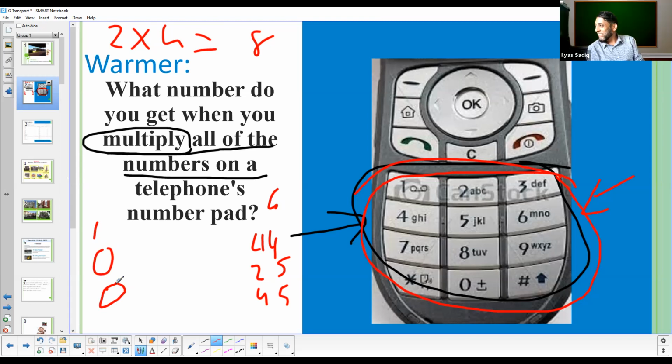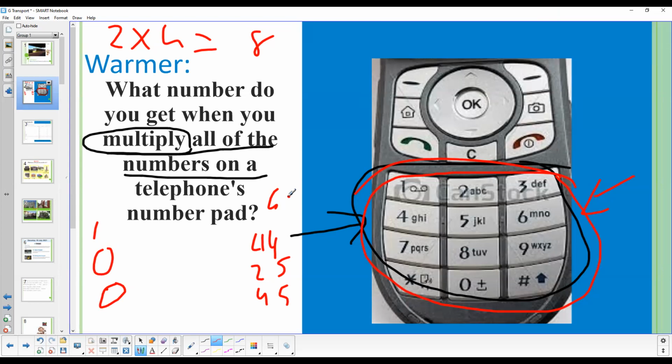All right, come on, guys. Anybody have a different answer than 45, 44, 25, 1 and 0? Do you have any different answer?